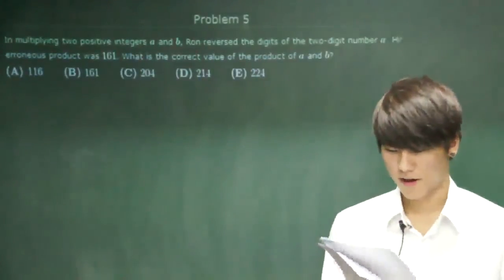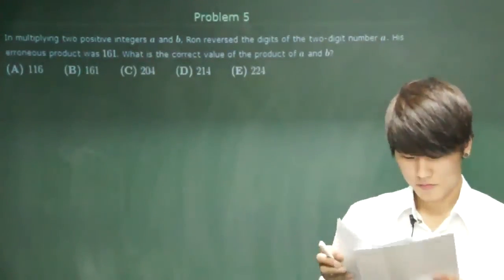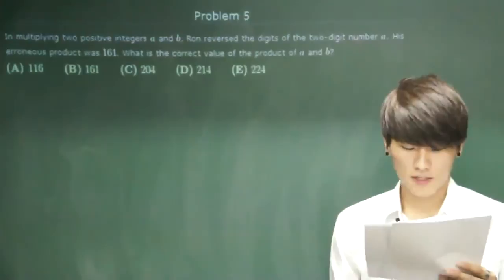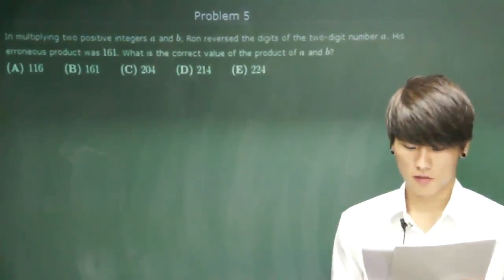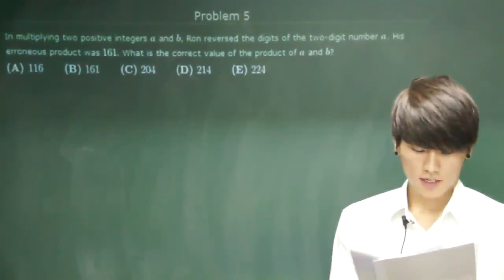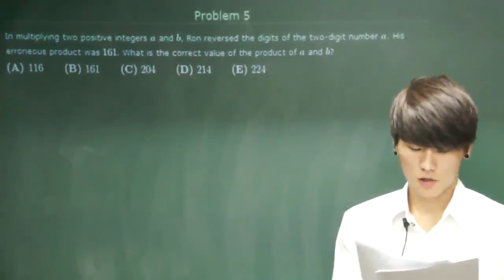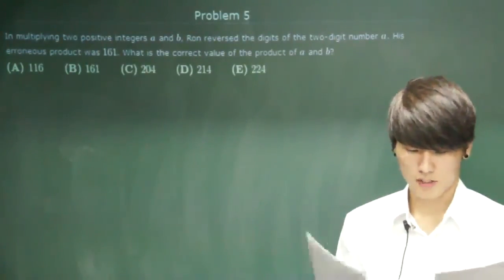Question number 5. In multiplying two positive integers a and b, Ron reversed digits of the 2-digit number a. His erroneous product was 161. What is the correct value of the product a and b?